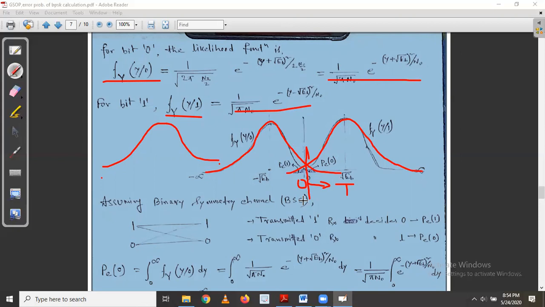If the observation value is more than this zero, that is the right side, then the receiver will think that bit 1 was transmitted. If the observation is less than 0, that means the left side of this line, then the receiver will think that bit 0 was transmitted. That is the case. So this 0 is a very special 0, which is nothing but the threshold.